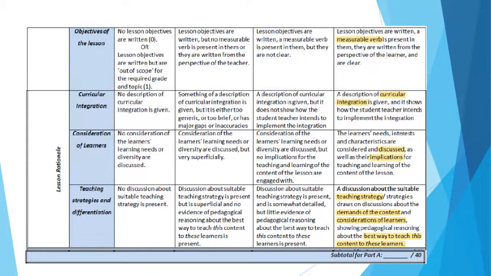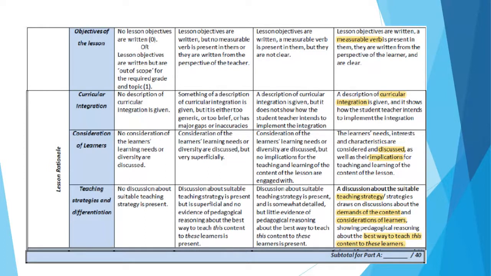Then section F, which is the consideration of learners. The needs, the interest and characteristics are considered and discussed, as well as their implications for teaching and learning of the content of the lesson. So the implications here are how you are going to group them according to what. You need to discuss that. All right, so that I have already explained.